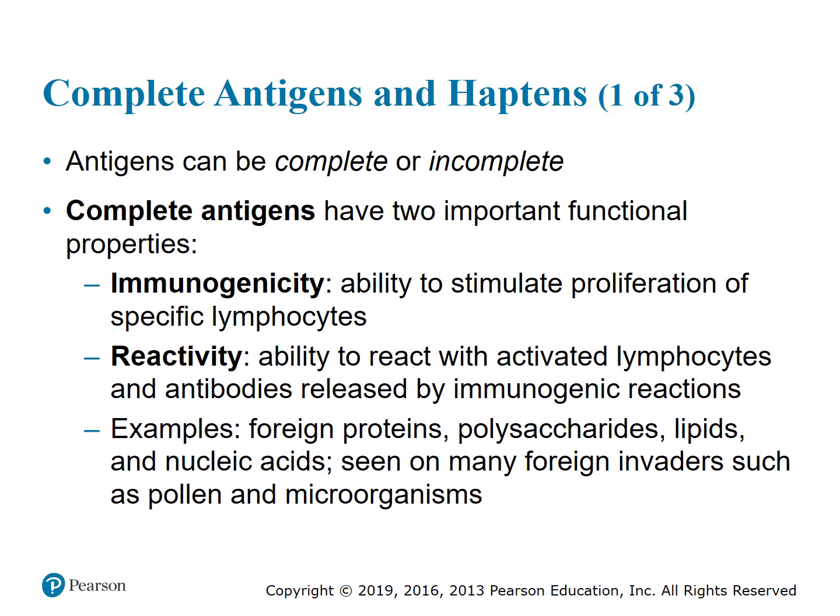Antigens can be complete or incomplete. So a complete antigen has two important functional properties. One is immunogenicity, which is the ability to stimulate the proliferation of a specific lymphocyte. And the second one is reactivity, which is the ability to react with the activated lymphocytes and antibodies released by immunogenic reactions. Examples of complete antigens are foreign proteins, polysaccharides, lipids, and nucleic acids. And they're seen on many foreign invaders such as pollen and microorganisms, things like viruses and bacteria.